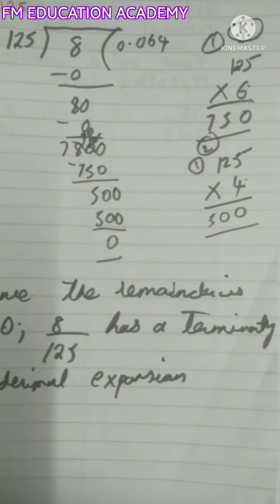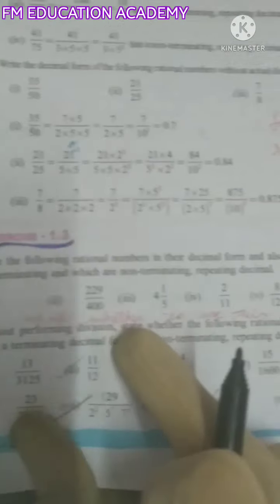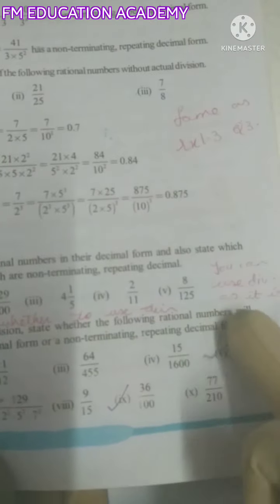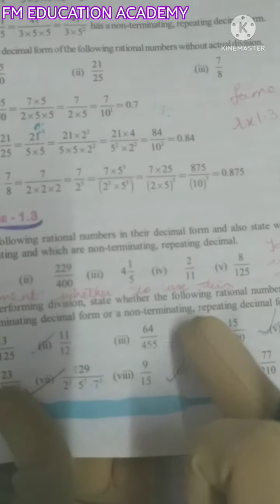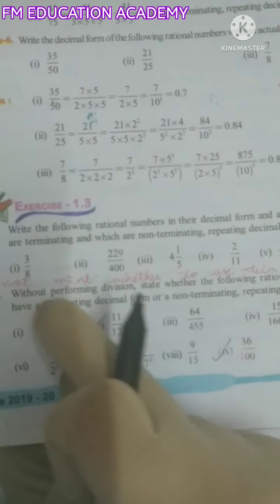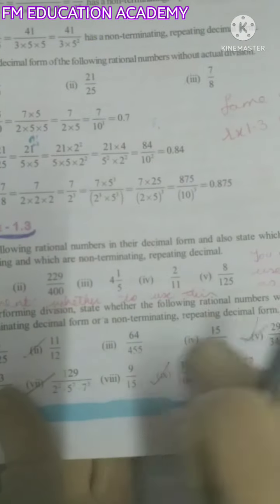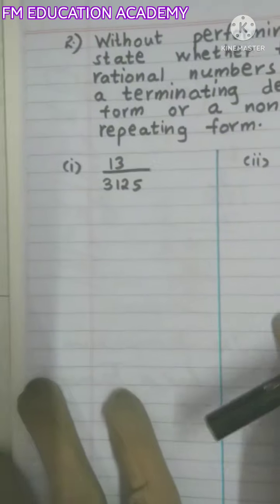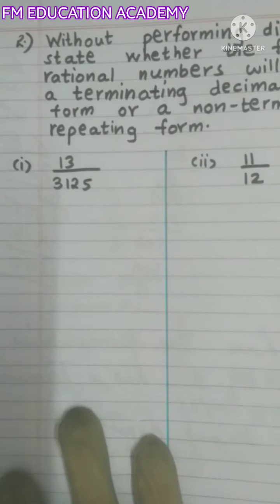Next question is, see, here it is telling us, without performing division, state whether the following rational numbers will have a terminating decimal form or non-terminating repeating decimal form. So here it is clearly telling us without performing division. Means you have to use the theorems which we have discussed. Okay. 13 by 3125. So how to do this?